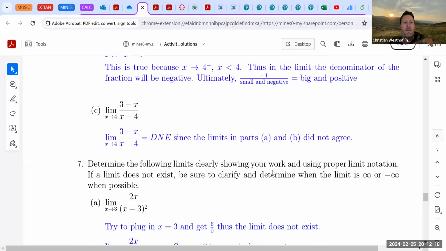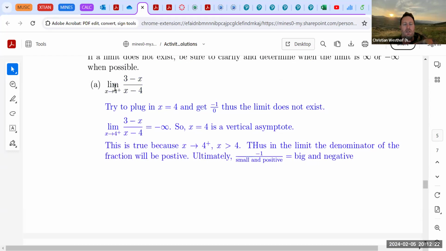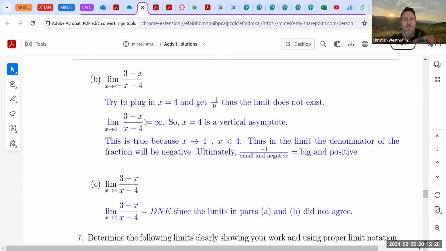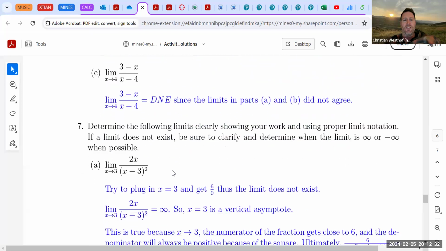Let's see what happened here. Oh yeah, so we've talked about this. The one-sided limit from the right was negative infinity. From the left, it turns out it was infinite. Since those one-sided limits don't match, our overall limit at 4 does not exist.